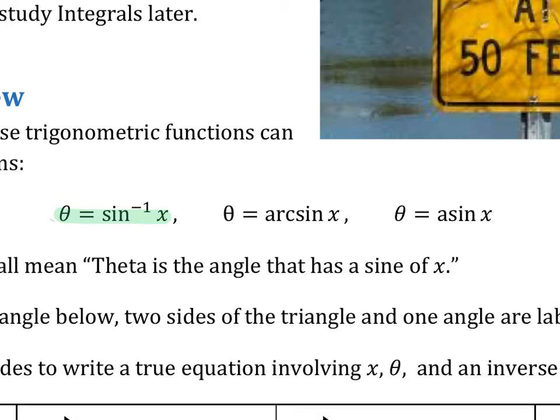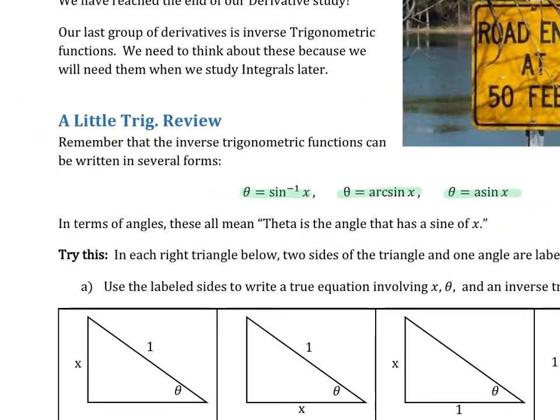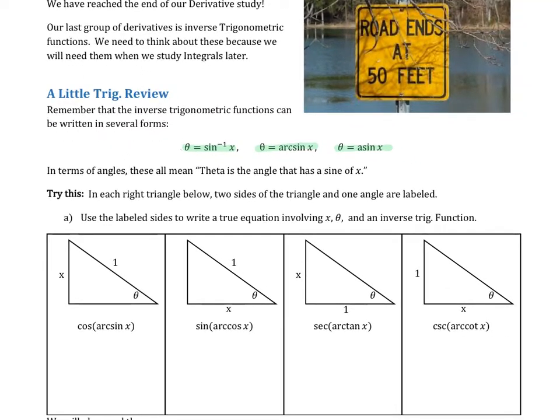We read this as the inverse sine of x, or the arc sine, or sometimes we see it written as a sine with a negative one. It's short for arc there. So the inverse sine, or the arc sine, is asking a question. It's asking, what is the angle that has a sine of x? So this is telling us that theta has a sine of x, or theta has an arc sine of x. All right? So let's try this out here.